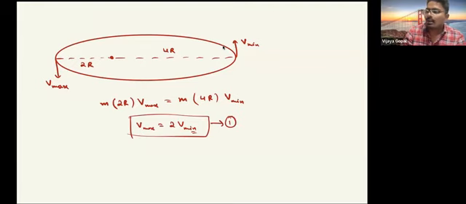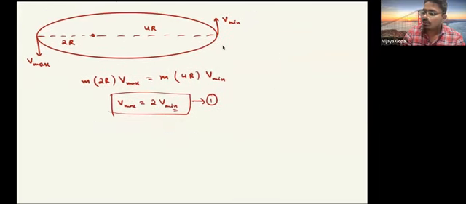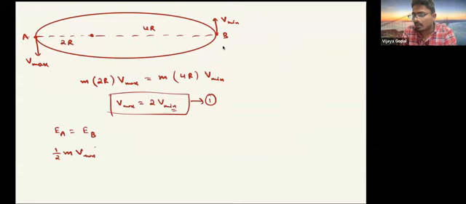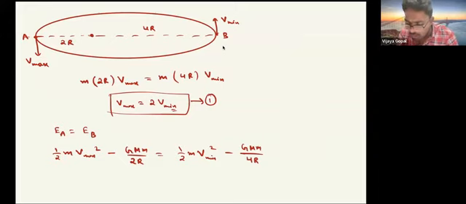What is the other equation? Total energy of the satellite will remain constant. Let me call this point A and this point B. Energy at A must be equal to energy at B. At A, kinetic energy is half m V max square plus potential energy minus G capital M small m by 2R, which is equal to half m V minimum square minus GMm by 4R.